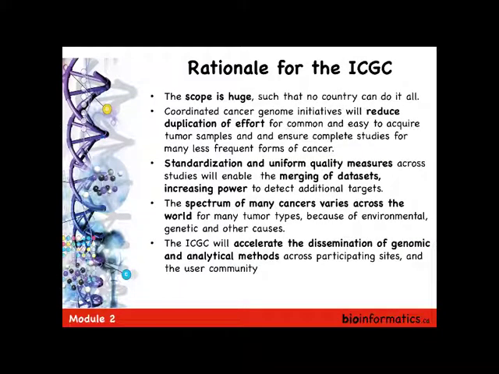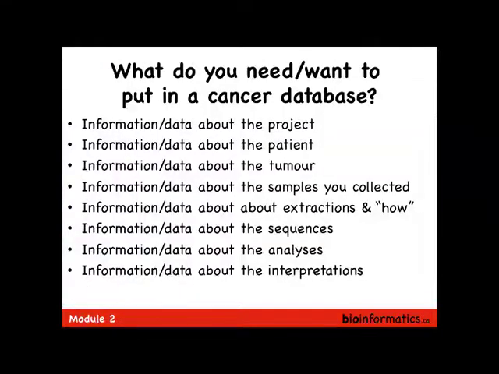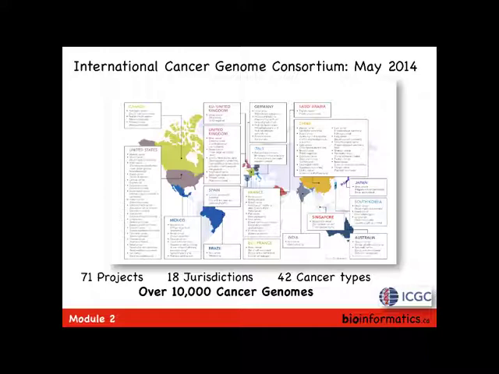And so this ICGC is a humongous project, and it could not be done by any one country. It really took the establishment of standardization of quality measures and the merging of data sets to increase the power, and having multiple data sets from all over the world is what made it possible. What we wanted to do was keep track of and have information about the projects, the patients, the tumor, the samples and how they were collected, how they were extracted and how they were manipulated, the sequences, the analysis of these sequences, and the interpretation. There were all such things that we were trying to capture in the ICGC initiative. So this is an update of the figure that Andrew showed you earlier.